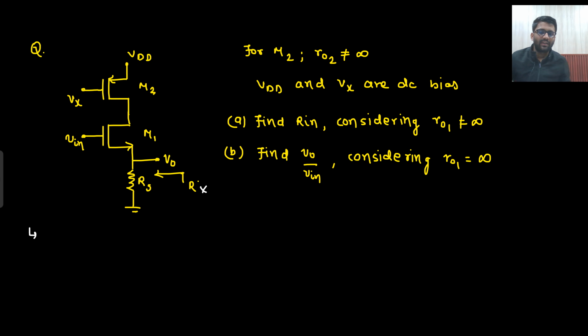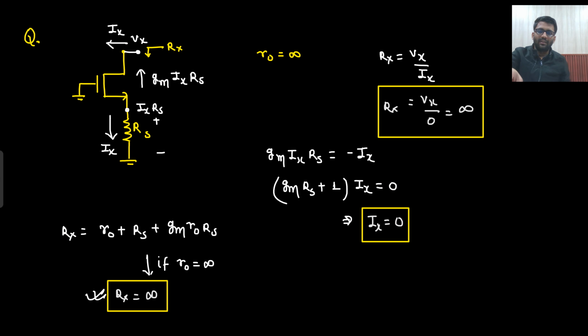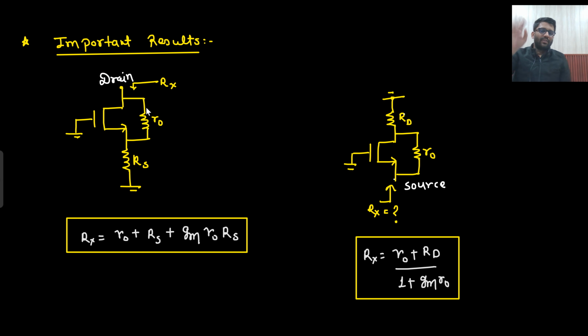Where have we seen this circuit? Here we have seen this circuit. These two answers we have seen: looking from the drain, looking from the source. What are all the resistances?